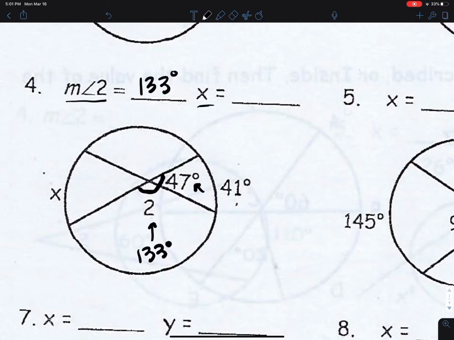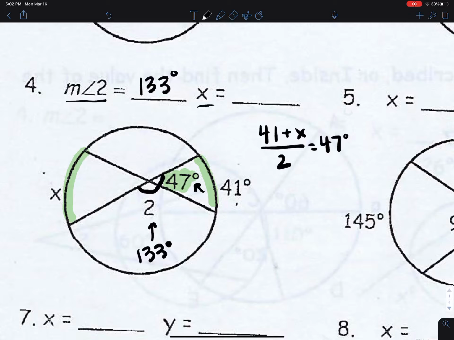Now the other thing is that we need to find x. So when we have an interior angle, we look at our 2 arcs and we add them together. So we would have 41 plus x, and then we divide them by 2, and that gives us our interior angle. So in this case, the interior angle would be 47. So that's why I have this equal to 47 here.